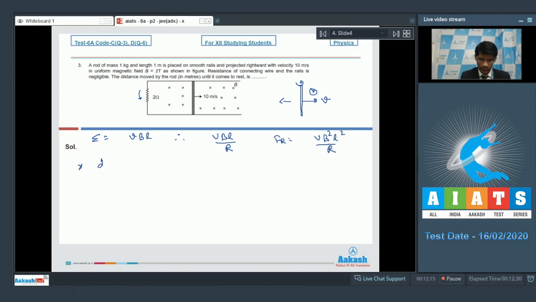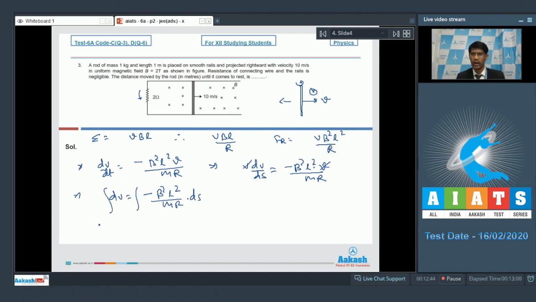Fine. So what is the value of dV dt? It is retardation, so I'll be taking the sign to be negative. It is B square L square V divided by M into R, or V dV ds is minus of B square L square V divided by MR. This V we will cancel out, or dV is, integrate this part with proper limit. Initially the velocity was V0 and finally it becomes 0. So I would say V0 would be equal to B square L square, S is the distance it will travel, divided by MR. Have this calculation for S.